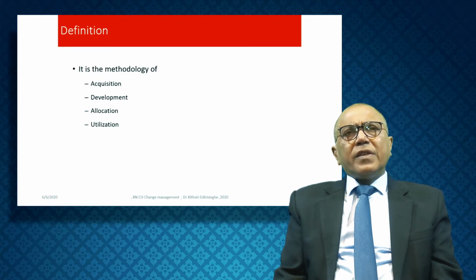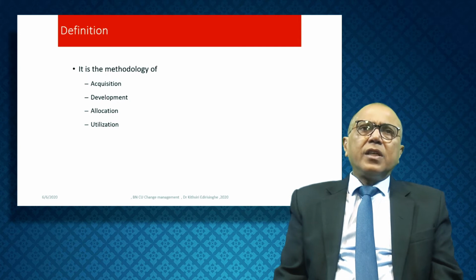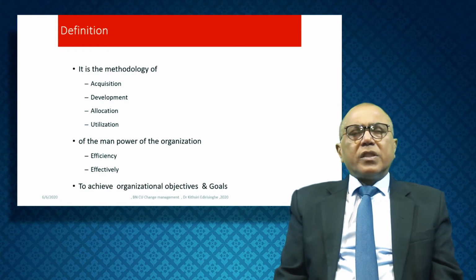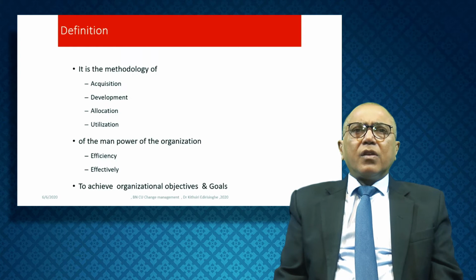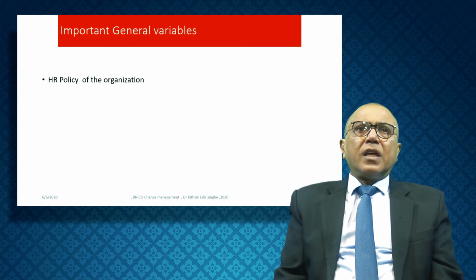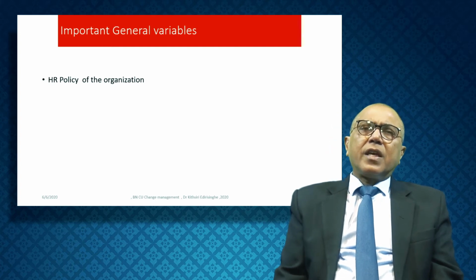So the definition of HR management: human resource management is the acquisition, development, allocation and utilization of the manpower efficiently and effectively to achieve the organization's goals and objectives. Acquisition, development, allocation and utilization. So generally there are policies in the organization. Our state sector has policies, the private sector has policies.